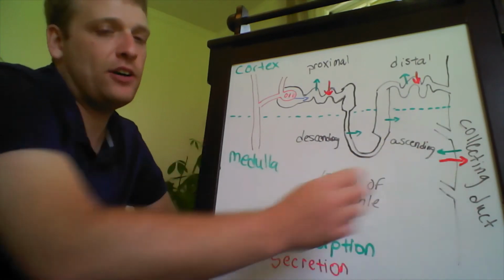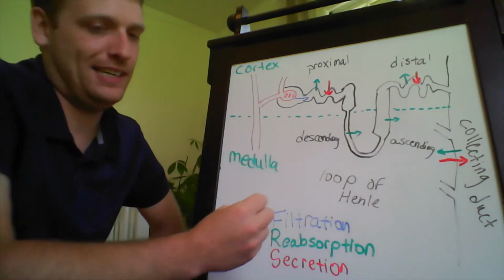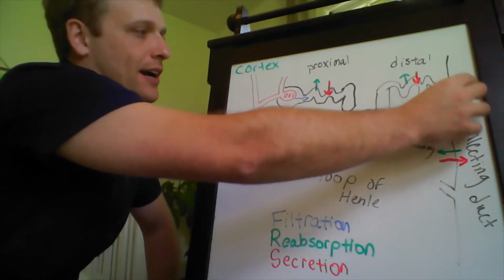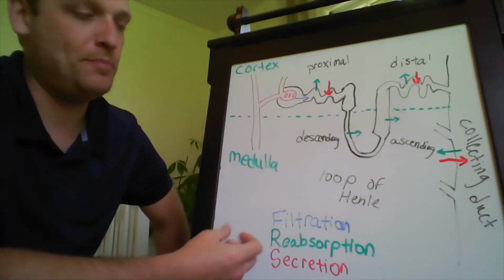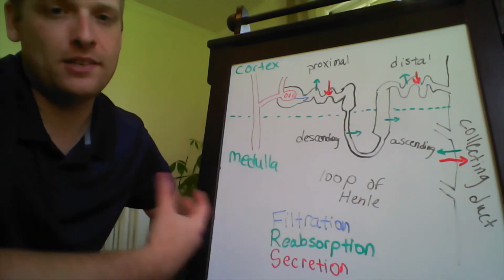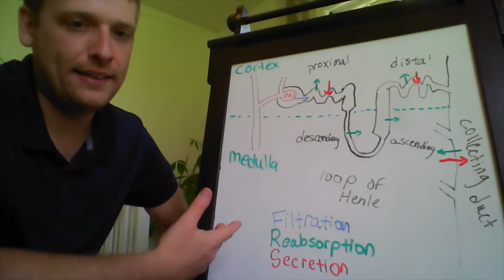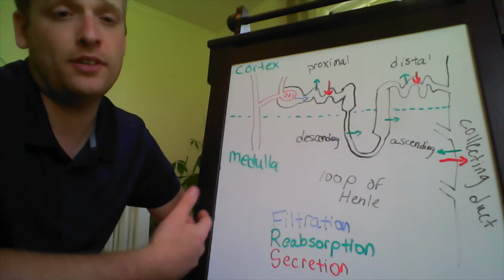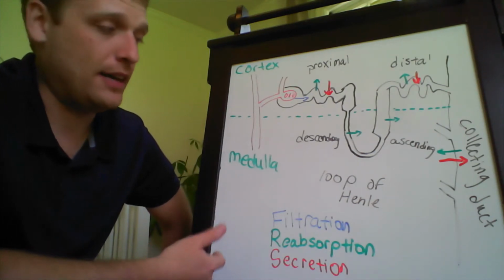So the final part of the nephron is this collecting duct. And that's where anything that hasn't been reabsorbed is then going to be collected and passed on toward those calyces and eventually toward the ureters as urine.